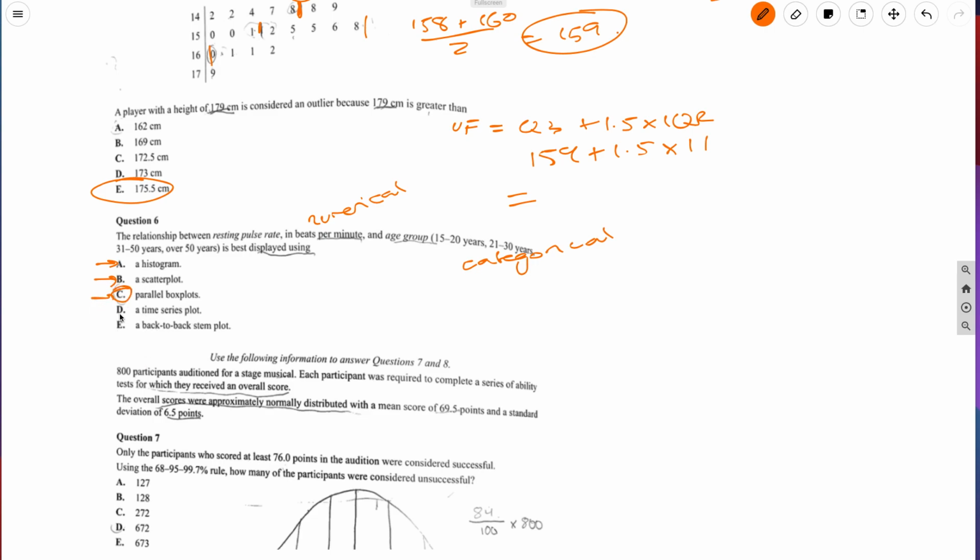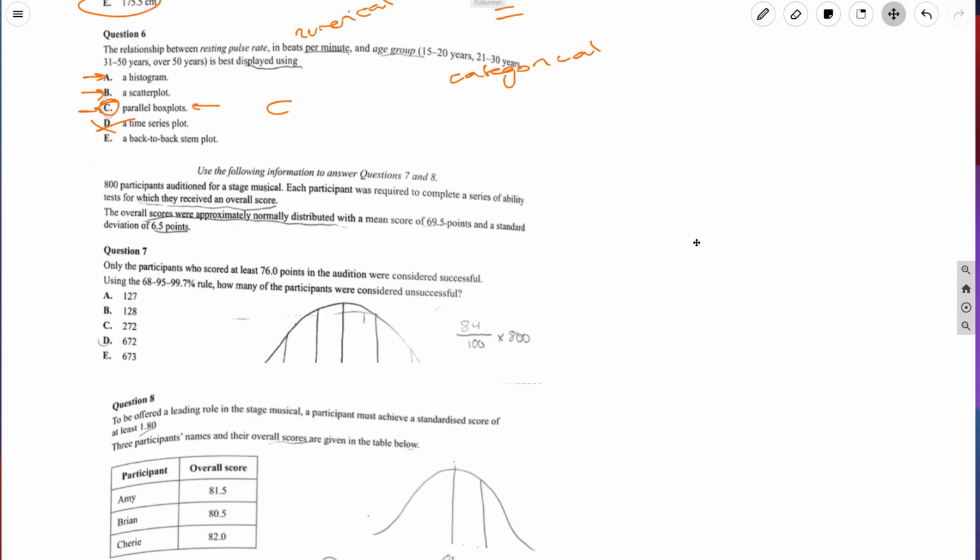A time series plot, it's not time series at all. That'd be a trick with the beats per minute. And a back-to-back stem plot, that's when you're comparing just 2 groups. Here we're comparing 3 groups, no, 4 groups. So parallel box plot would be the most appropriate. It'll be C. Then we have 800 participants auditioned for a stage musical.